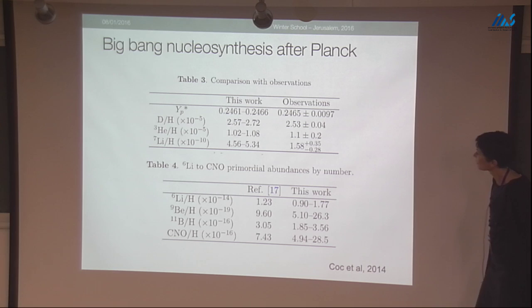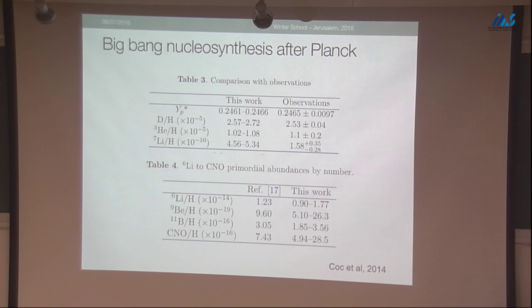Thanks again to missions like Planck, and before Planck, WMAP, it looks like these numbers are getting more and more precise, and so we have a solid starting point. Why is lithium so badly off?